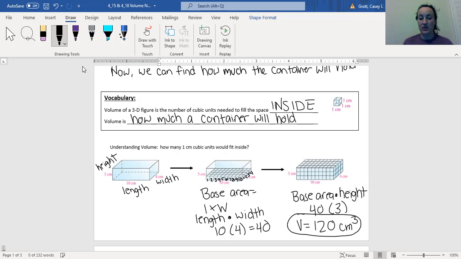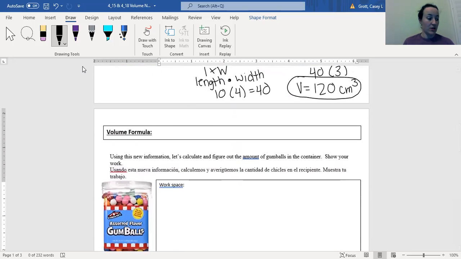Anytime we're talking about volume, we're going to take the base area and we're going to multiply it by our height. Let's use this on the gumball problem and see what we end up with. See if your guess was close. So our volume formula, we are going to do BH, which is going to be the base area times the height, no matter what the shape is. Okay, what's the base area, multiply it by the height.